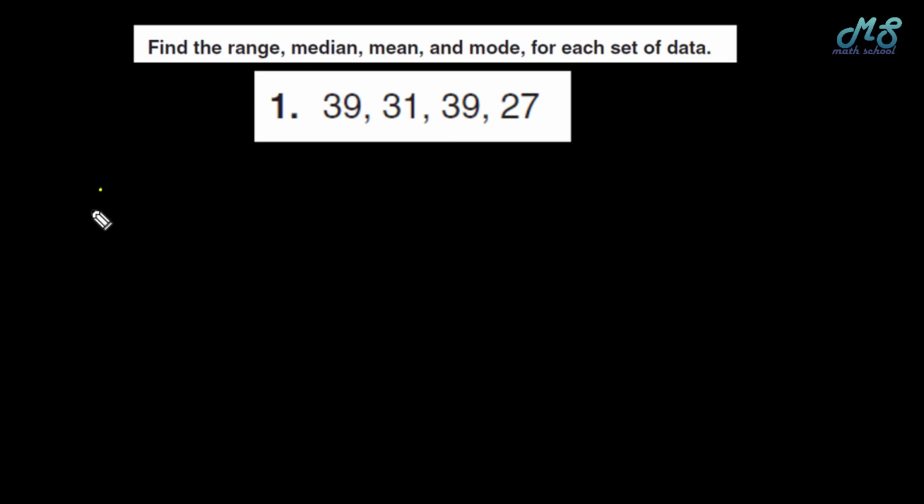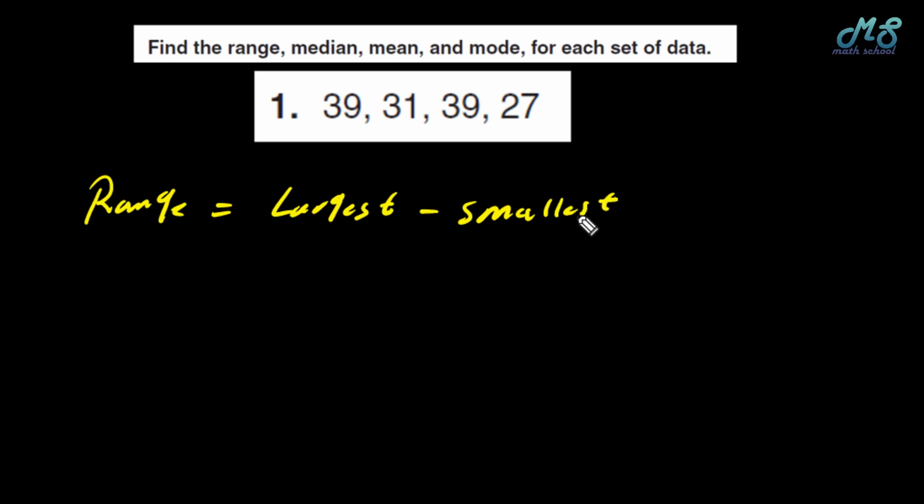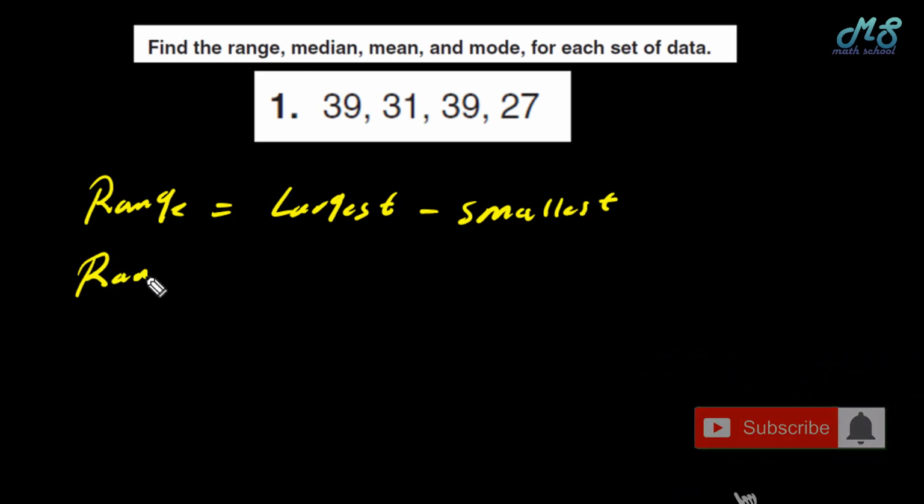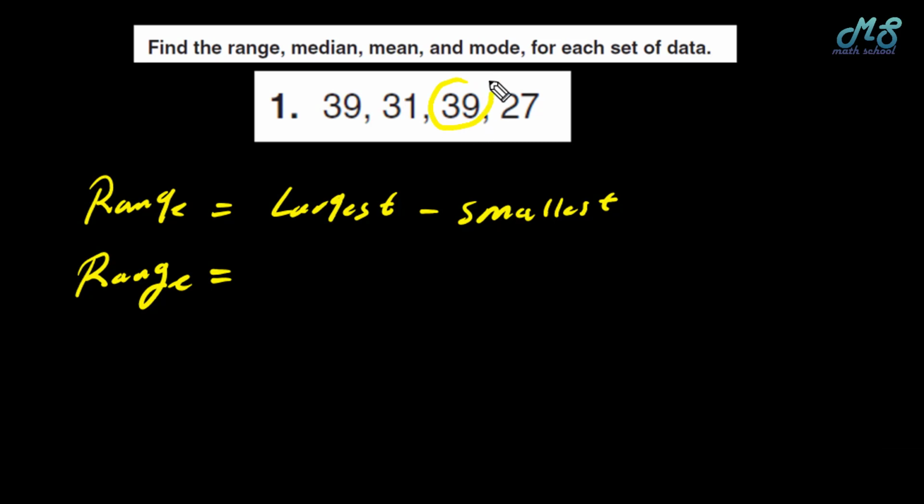How can we find the range? The range, guys, is the difference between the largest value and smallest value. So just subtract. Ask yourself, what's the largest value? The largest value is 39. What's the smallest value or the least value? The least value is 27.